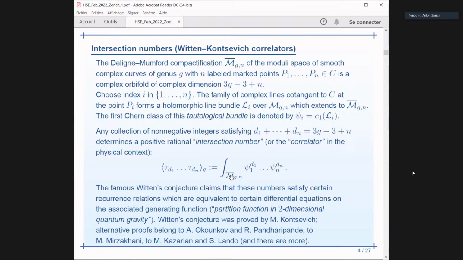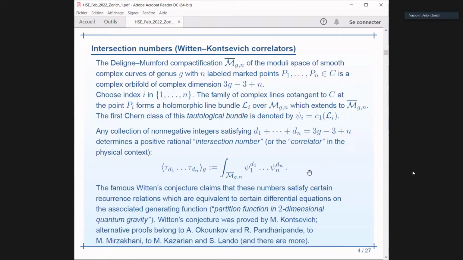And for every partition of the number 3g minus 3 plus n, which is the complex dimension of the base, so for every integer partition into a sum of n non-negative integers d_1, etc., d_n, we get a rational number, which is called the Witten-Kontsevich correlator, and in algebraic geometry is denoted like this, and Witten denoted it symbolically like this. But what is important here is basically that to every partition of 3g minus 3 plus n, we have a geometric way to associate a rational number.